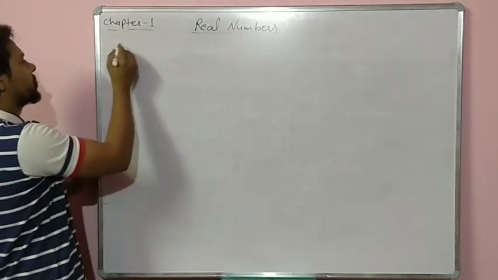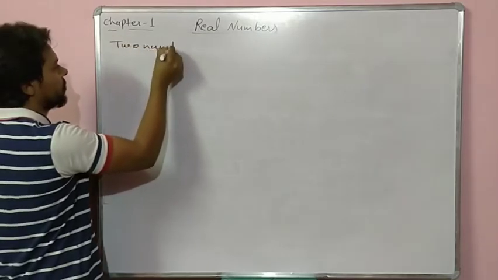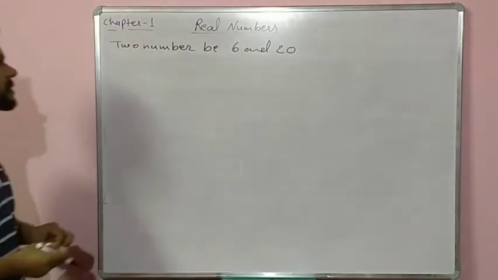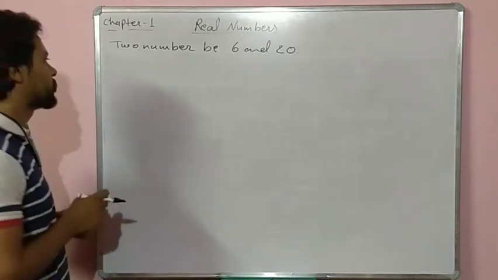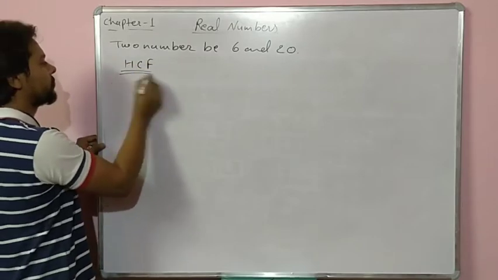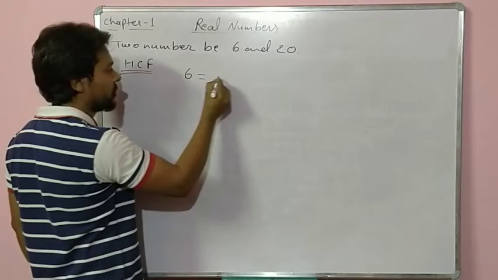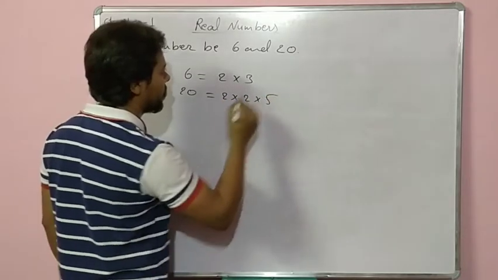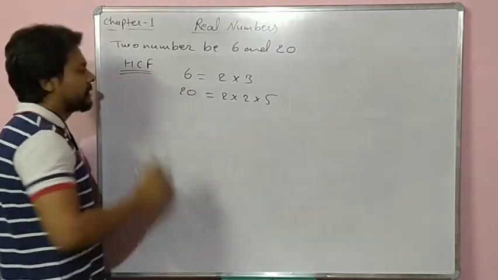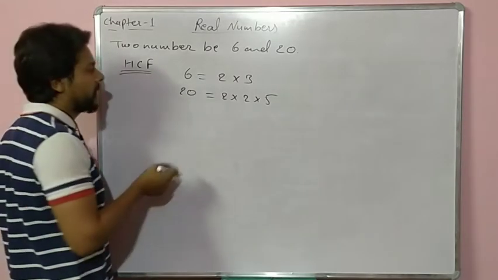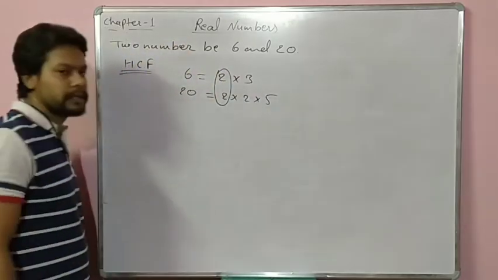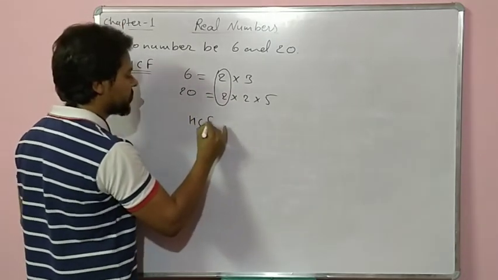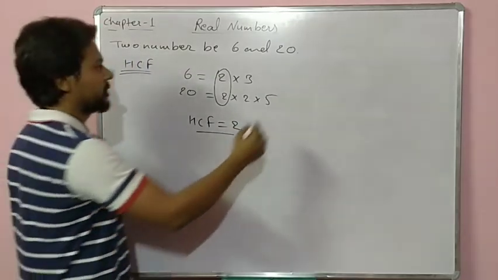So let me take for an example two numbers, 6 and 20. We need to find the LCM and HCF for them. So first of all, we'll talk about HCF. For that, we need the prime factorization of 6, which is 2 into 3, and of 20, which is 2 into 2 into 5. Now, how to find the HCF? You check first of all what the common factors are. Is there any more common factor in both of their prime factors? No? So that's it. The HCF is 2.